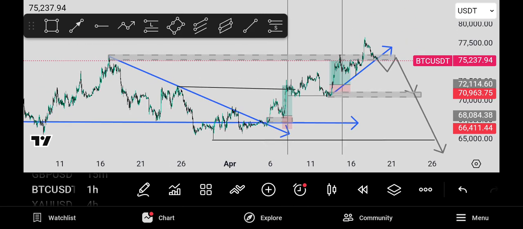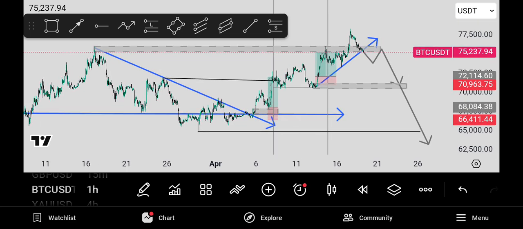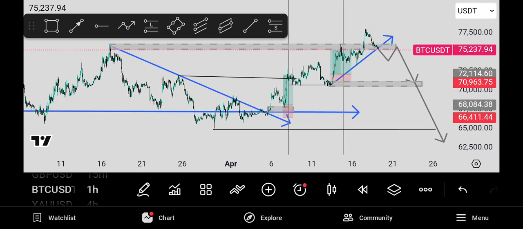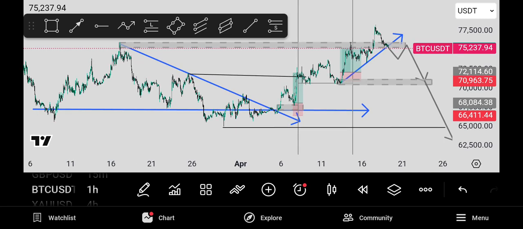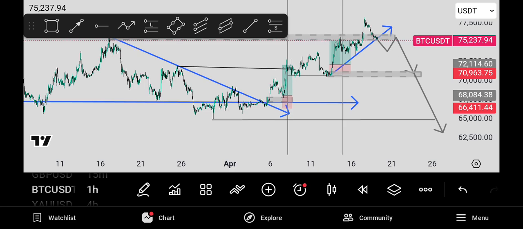Just look at this chart. Once you look at this chart, you just look at it. When you know how to do this analysis, you will like it, and on every move you can just make profit on BTC. Just very easy but difficult to understand.